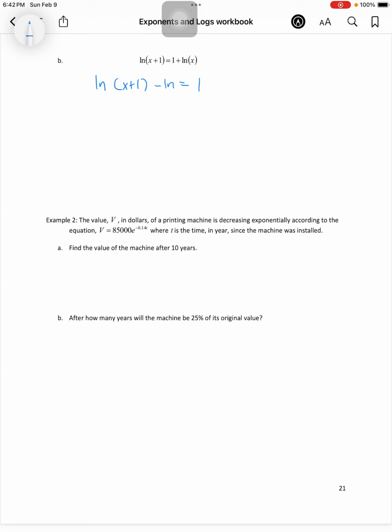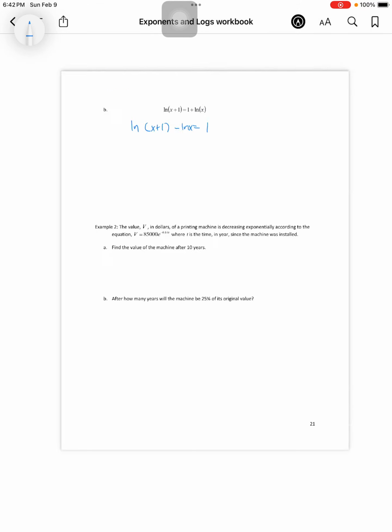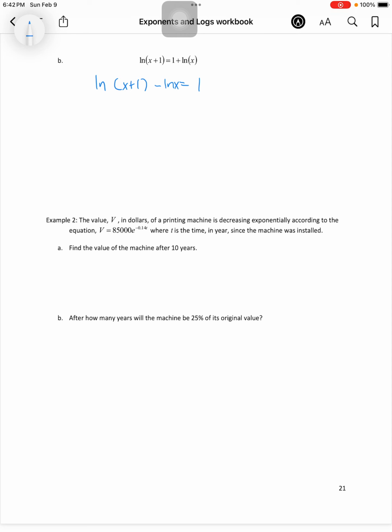So here, I'm going to combine the left side into one. There's a minus sign separating both the ln's. I forgot the x here: ln x. If there's a minus sign separating them, that means you use the division law. So it becomes a giant fraction: ln of bracket x plus 1 over x equals 1.